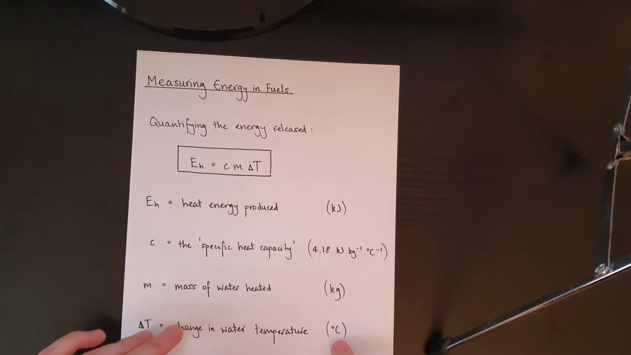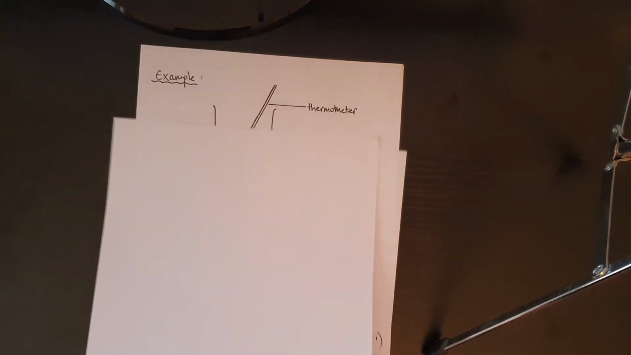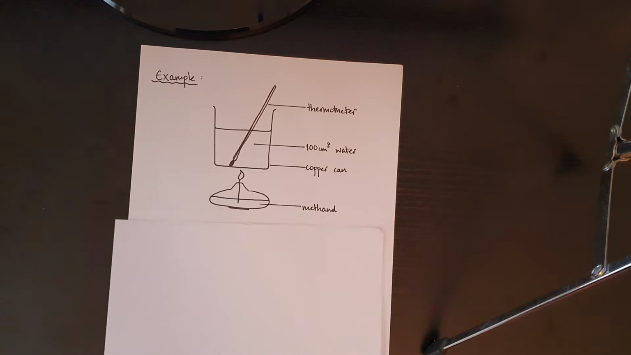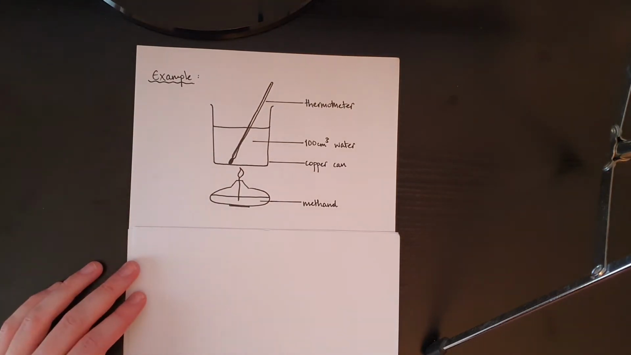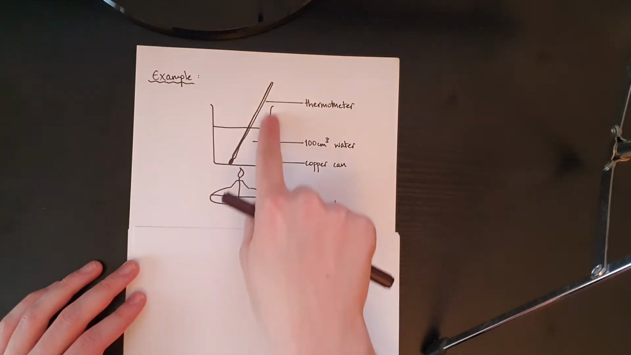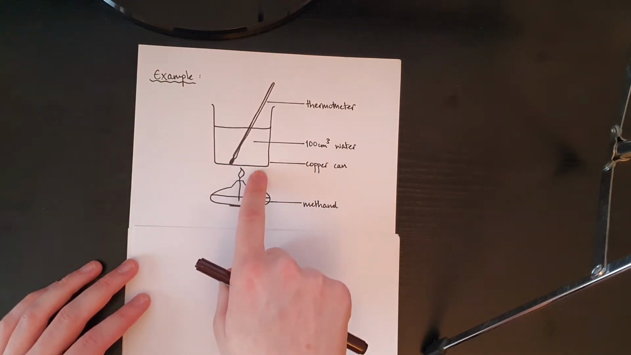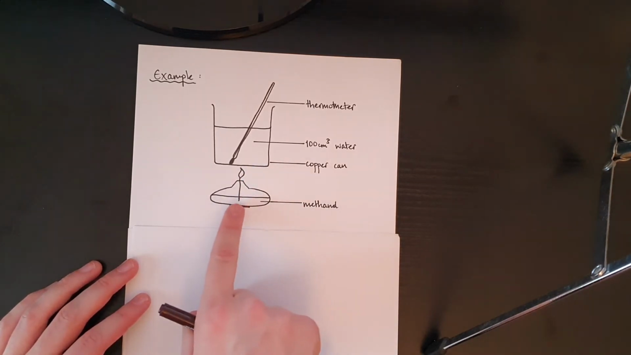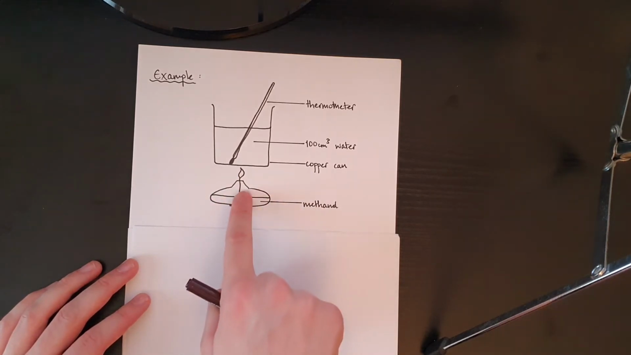Now we want to have a look at what that might actually look like in the lab. So if we go to an example, a setup that might use those values would look something like this. We'll have some kind of vessel, usually a metal can, in this case a copper can, and that is because metals like copper are excellent conductors of heat. So when I'm burning my fuel, in this case it's a little methanol glass burner.